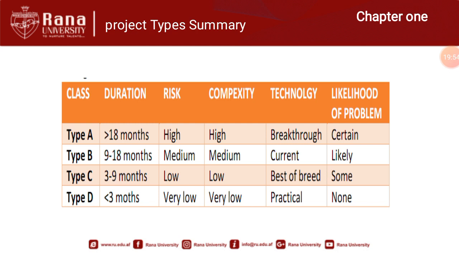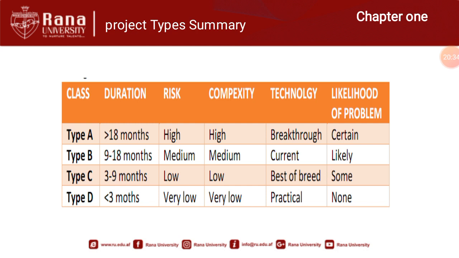And type B, comparatively: the duration is 9 to 18 months, the risk is medium, complexity is also medium, and these projects can rely on current technology. The likelihood of problems will be lesser as compared to type A. Type C project duration is 3 to 9 months, risk is low, complexity is low, the technology these projects rely on is best of breed, and the likelihood of problems will be some.